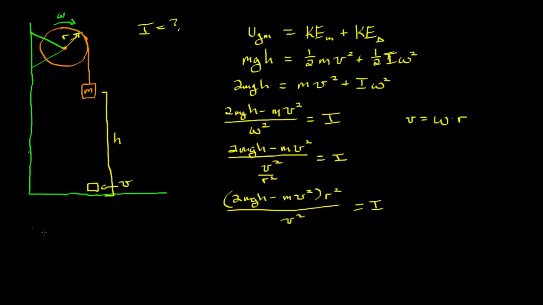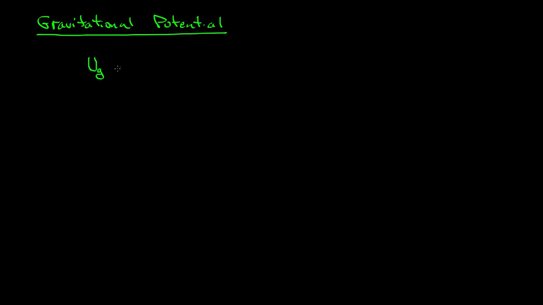Okay, the last thing to keep in mind is that in this case we're ignoring gravitational potential energy of this disk. In general, the gravitational potential U G is going to be the mass of the object times g times the vertical position of the center of mass.